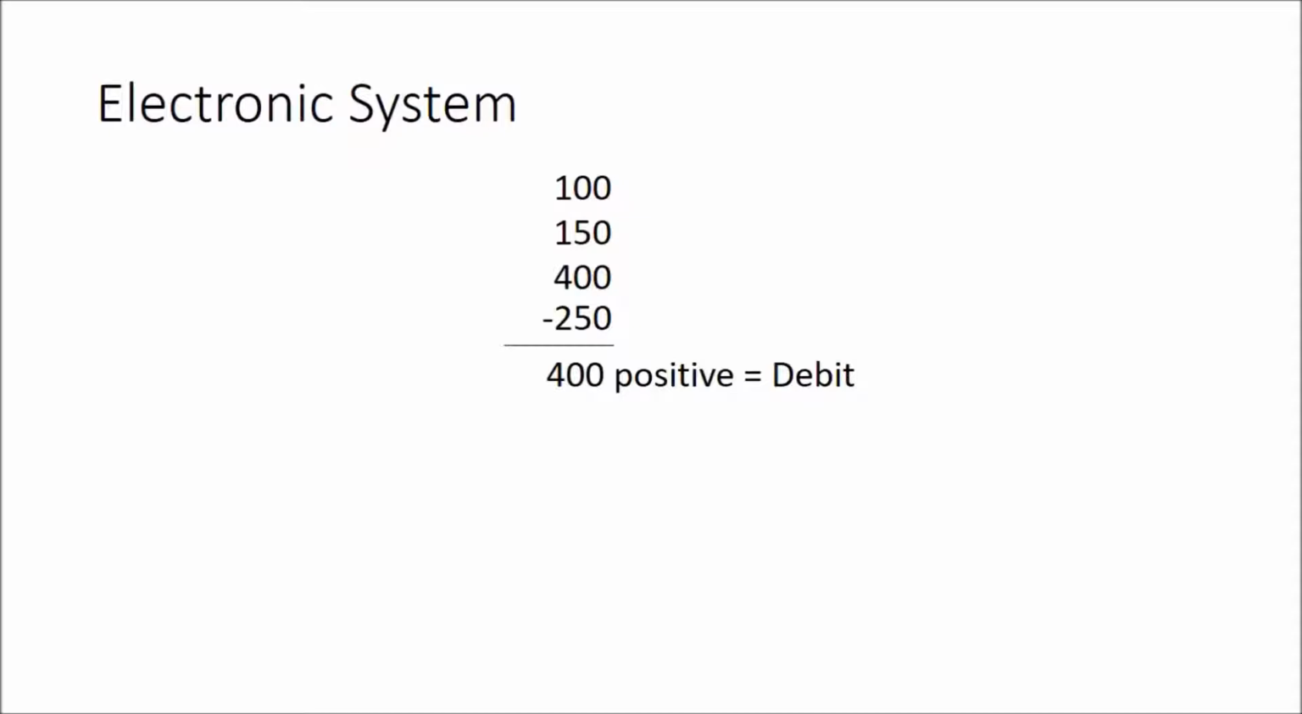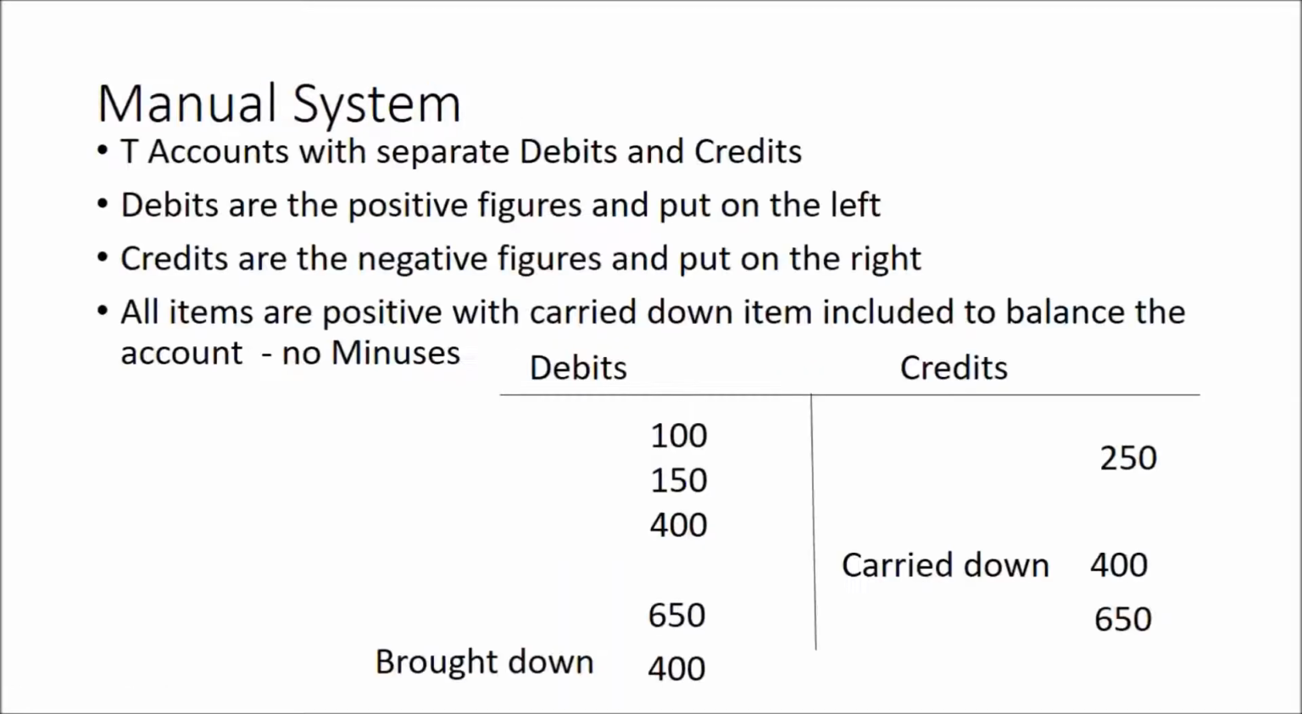In our electronic system, we can just put them in a single line with our debits being the positive figure and the credit being the negative figure, and see how it comes up with exactly the same balance and carry down as in the manual system.